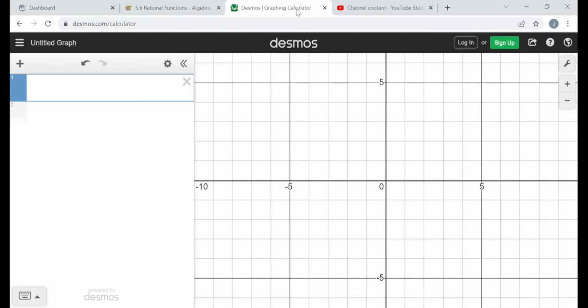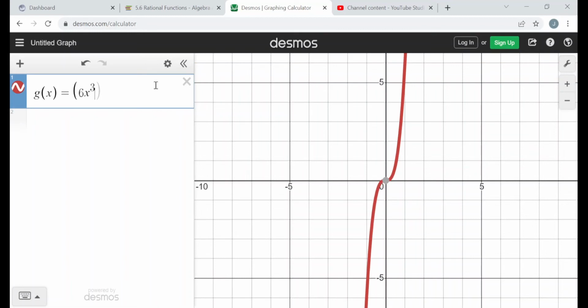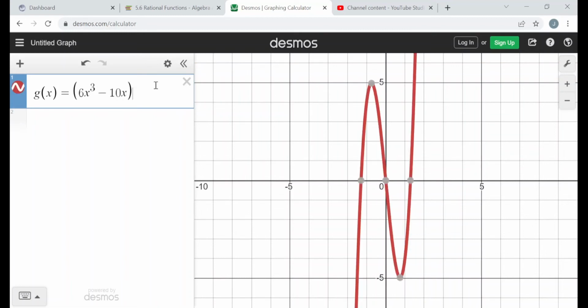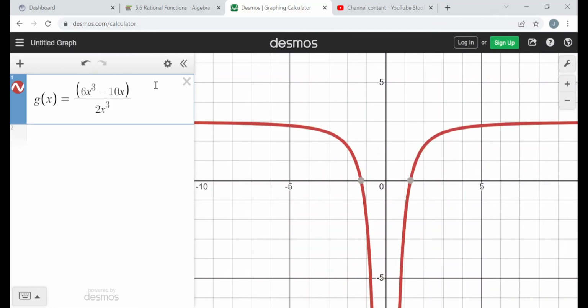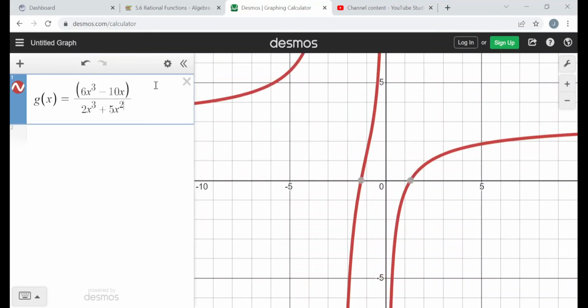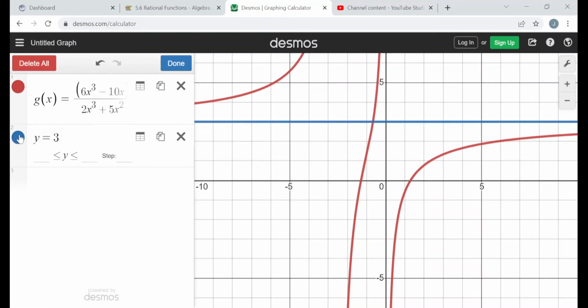So Desmos.com, free online graphing calculator. I'm going to enter the function as we were given it. G of x equals, the numerator has 6x cubed minus 10x, and then the denominator 2x cubed plus 5x squared. And I'm just going to put in the horizontal line, y equals quotient, y equals 3. And I'll make it a dashed line. All right, let's make this a dashed line.